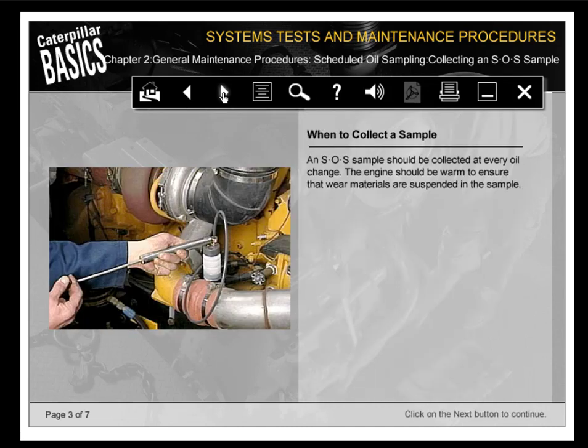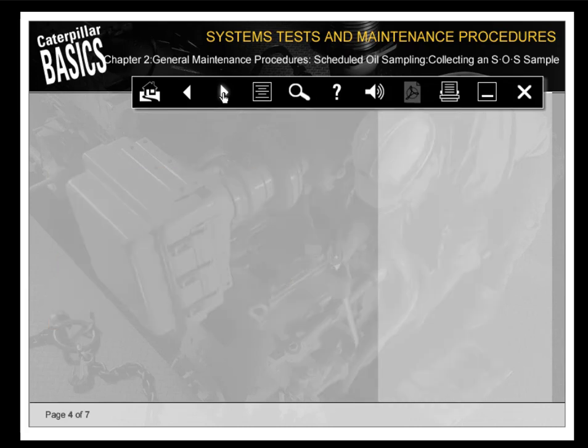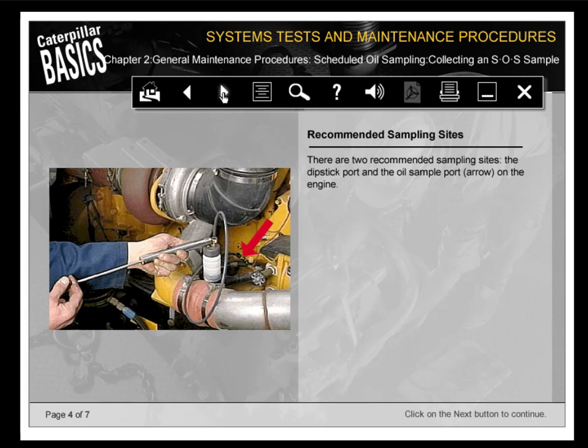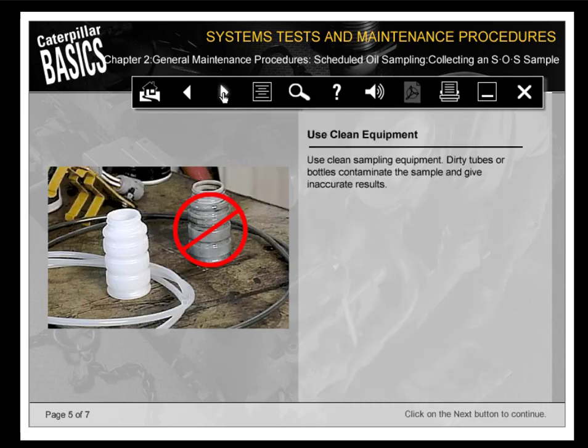An SOS sample should be collected at every oil change. The engine should be warm to ensure that wear materials are suspended in the sample. There are 2 recommended sampling sites, the dipstick port and the oil sample port, the arrow on the engine. Use clean sampling equipment. Dirty tubes or bottles contaminate the sample and give inaccurate results.